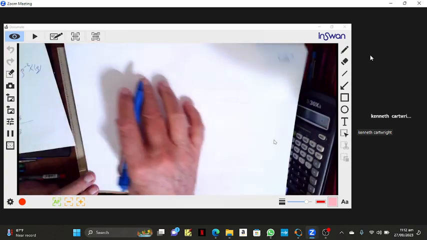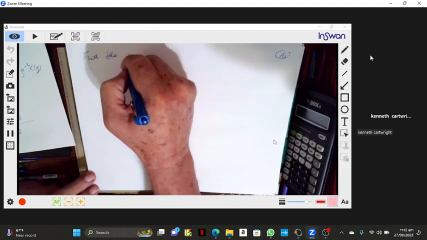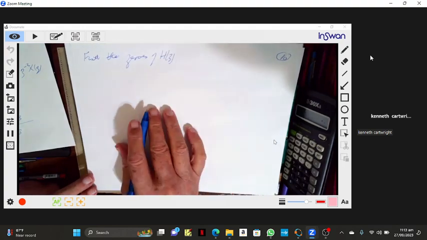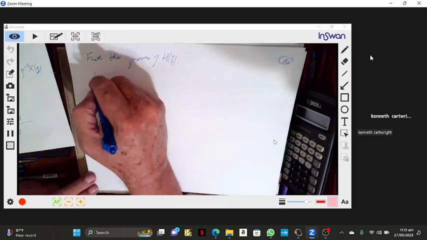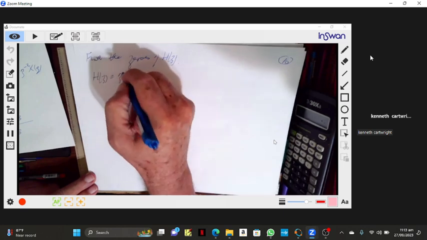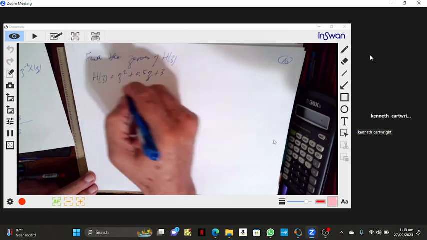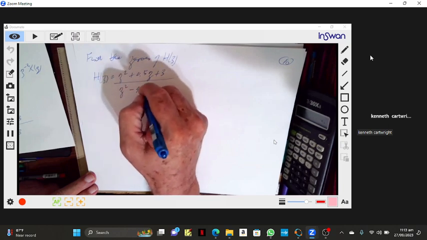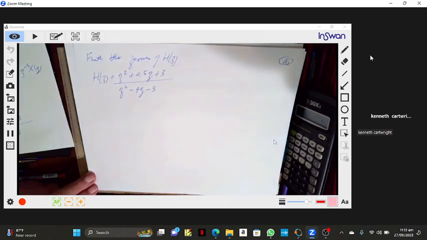Same problem. Find the zeros of H of Z. How do I find the zeros of H of Z? Same H of Z. What do I mean by the zeros? This is zeros in the denominator.